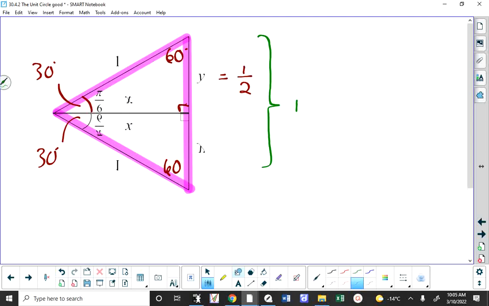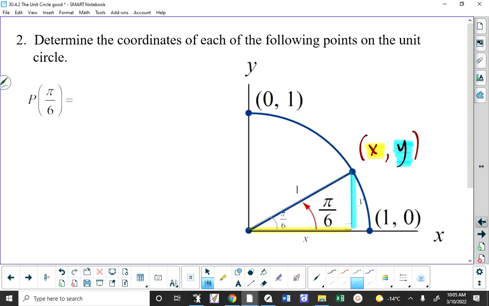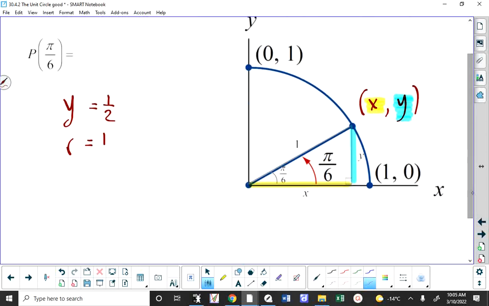You don't have to construct this every time. However, what we now know is that y equals 1/2, r equals 1. You should be able to come up with the x coordinate by using x squared plus y squared equals 1, because it's on the unit circle. So we have x squared plus (1/2) squared equals 1.